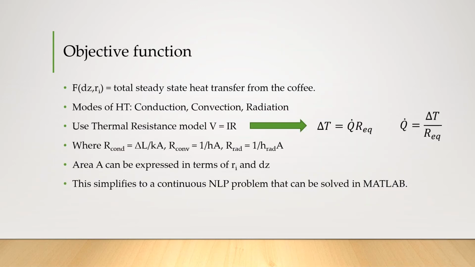The objective function will be a function of these variables and will represent the total steady-state heat transfer from the coffee. The objective function will have terms representing the three modes of heat transfer: conduction through the mug thickness and to the table, convection from the sides of the mug and the coffee surface, and radiation from the sides of the mug and the coffee surface.